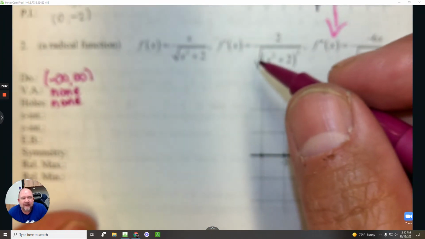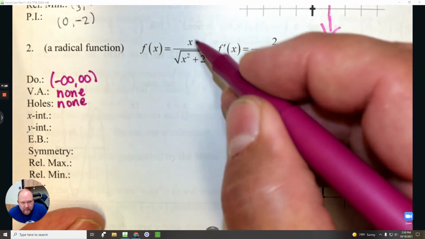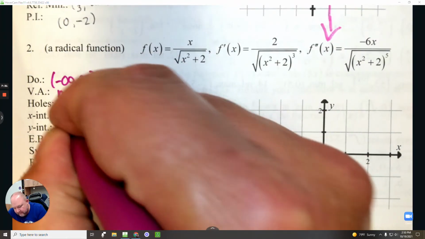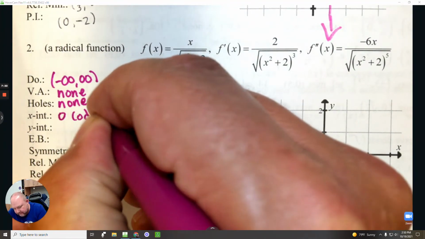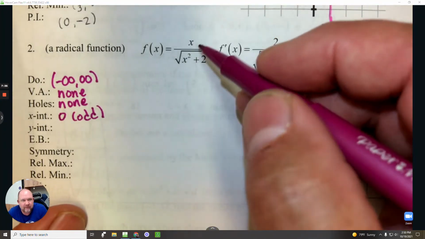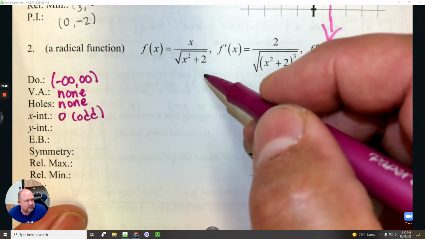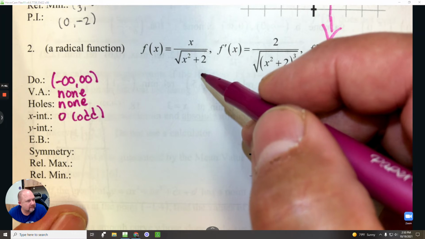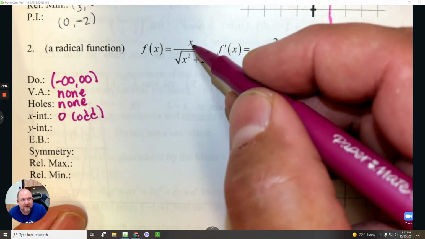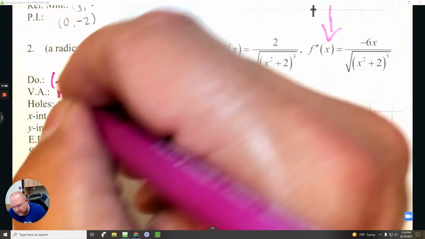To find the x-intercept, you look at the numerator, equal to 0, and it has an odd exponent. The y-intercept, you plug in 0, and I'm left with 1 over root 2. No, you plug in 0, and you get 0 divided by whatever, which is 0.